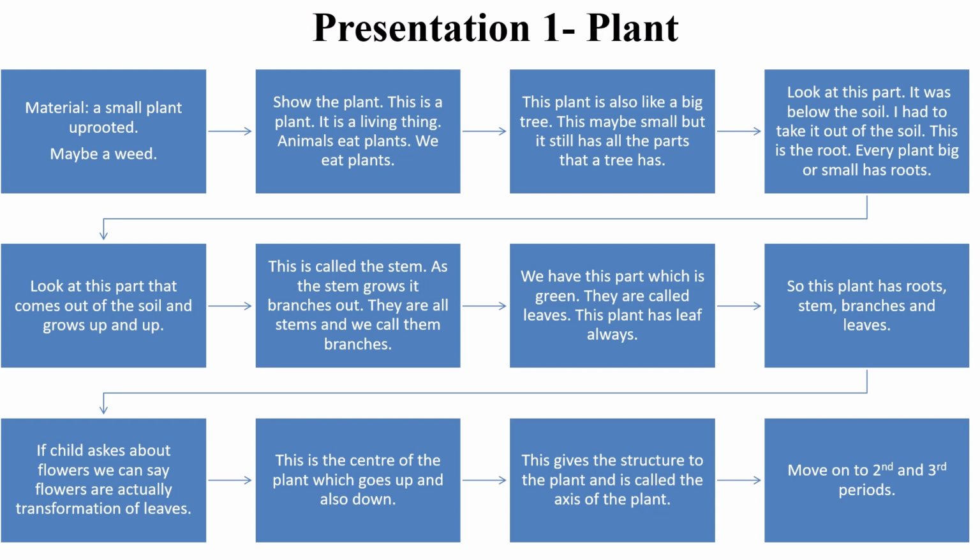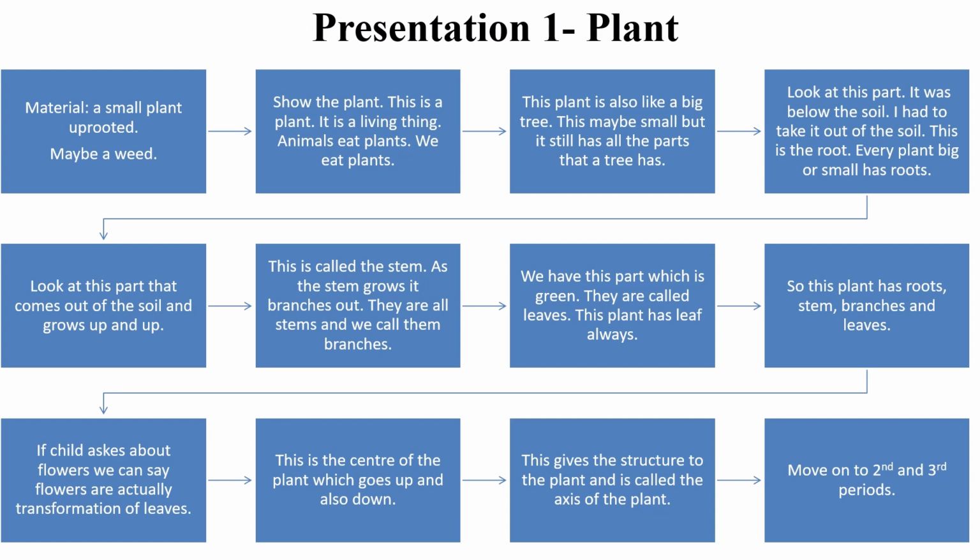Now look at this part that comes out of the soil and grows up and up. This is called the stem. As the stem grows, it branches out. They are all stems and we call them branches. We have this part which is green. They are called leaves. This plant has leaves always. So this plant has roots, stem, branches and leaves.